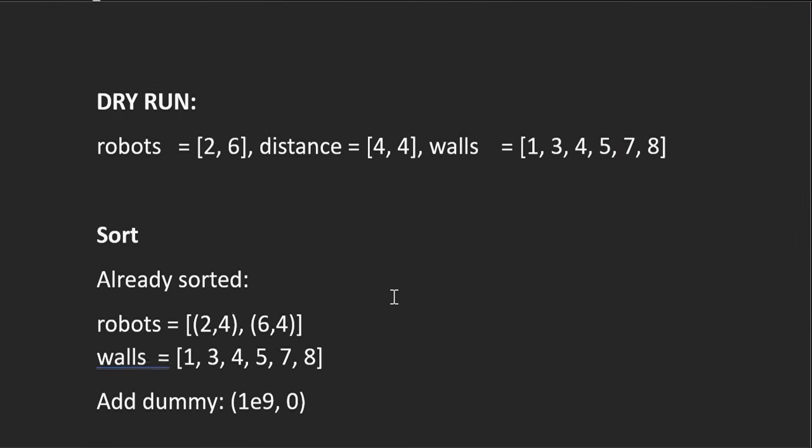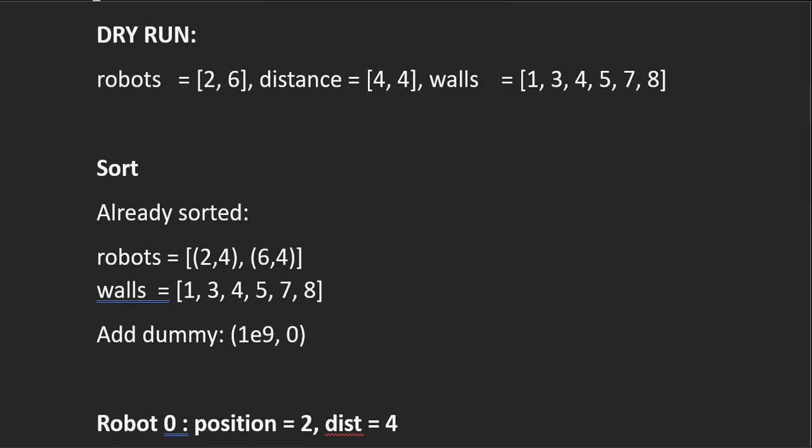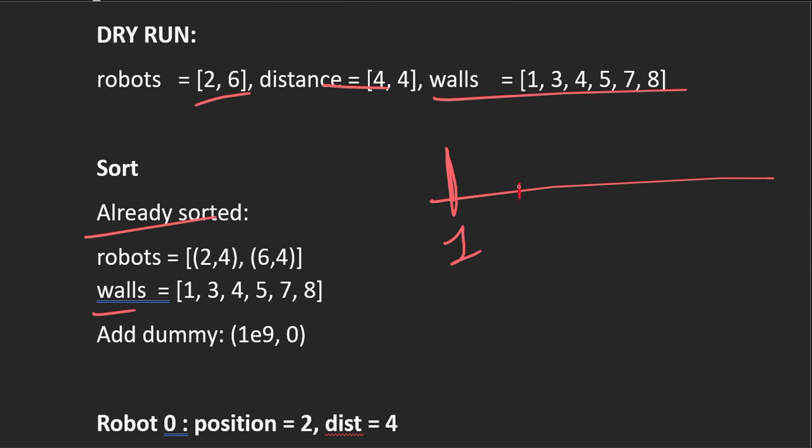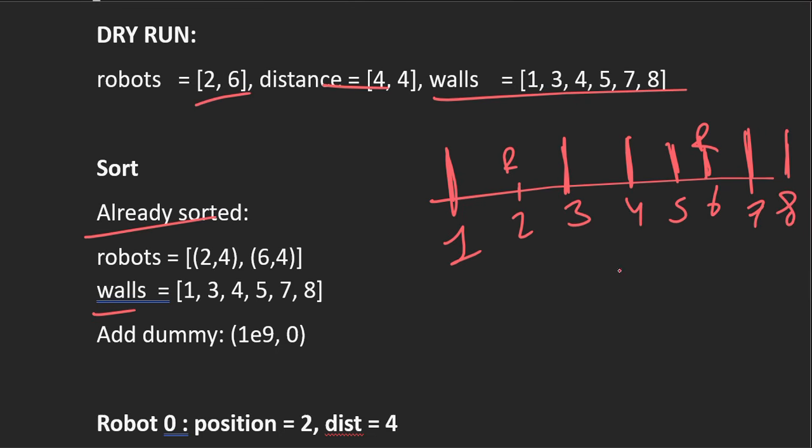So let's see an example, right? We have robots at 2 and 6 with distances 4 and 4, and these are the walls. First of all, as we already discussed, we sort the robots and walls, right? So see wall 1, then robot at 2, walls at 3, 4 and 5, another robot at 6, then walls at 7 and 8. So we have two robots and these different walls, and both robots have a range of 4.